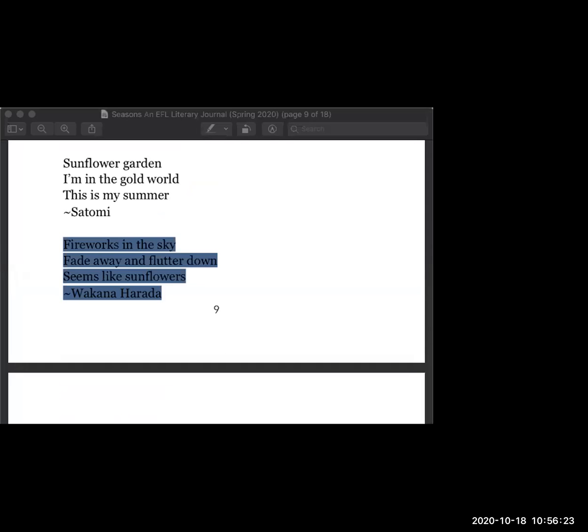All I can see is fireworks in the sky fade away and flutter down. Seems like sunflowers. You copied that and pasted that, but not the... It's weird. That's another haiku. A hot day, jump into the pool. Very cool. I think something's wrong with your settings because everyone else got them, and I'm trying to drag it specifically to you, and it's not working.